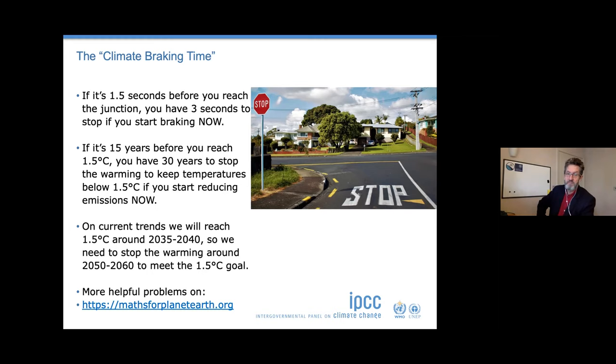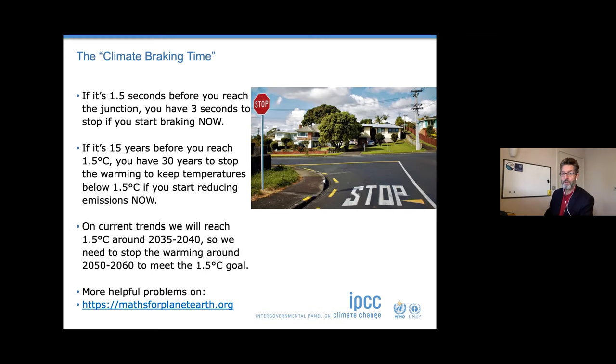So we've got 30 to 40 years to stop the warming if we're going to meet the 1.5 degrees goal. Indeed, the picture may be even more urgent than that if we want to keep temperatures below the 1.5 degree goal, given the latest revisions to global temperatures emerging from the UK Met Office.